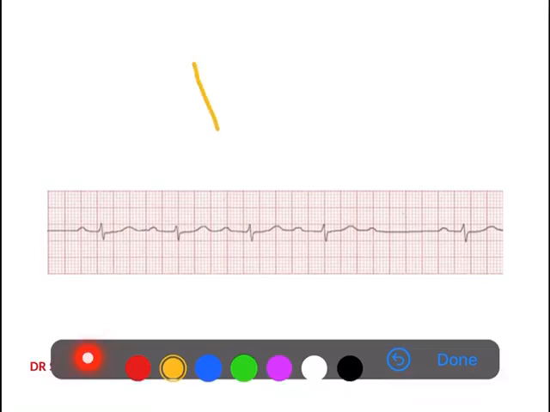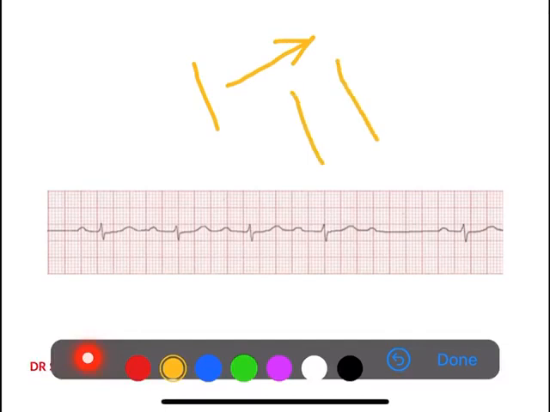Assume this is Mobitz type 1, so the PR interval can prolong progressively. But in Mobitz type 2, the PR length is constant, it cannot prolong. So it is an easy way to identify and remember, to avoid confusion between Mobitz type 1 and Mobitz type 2.